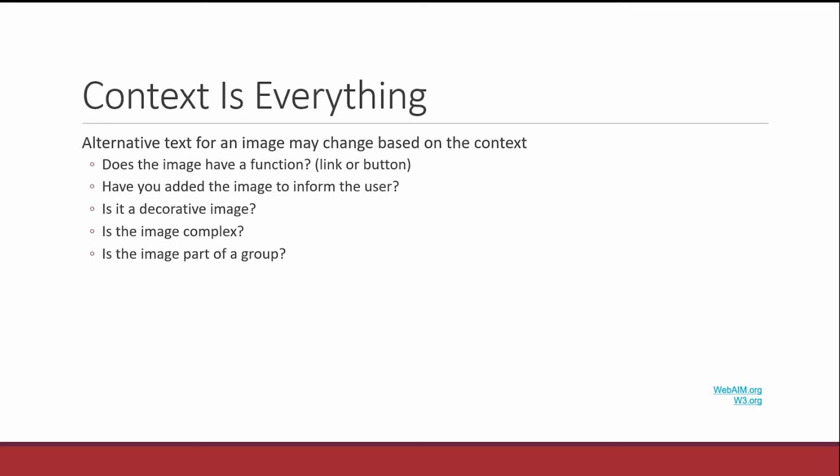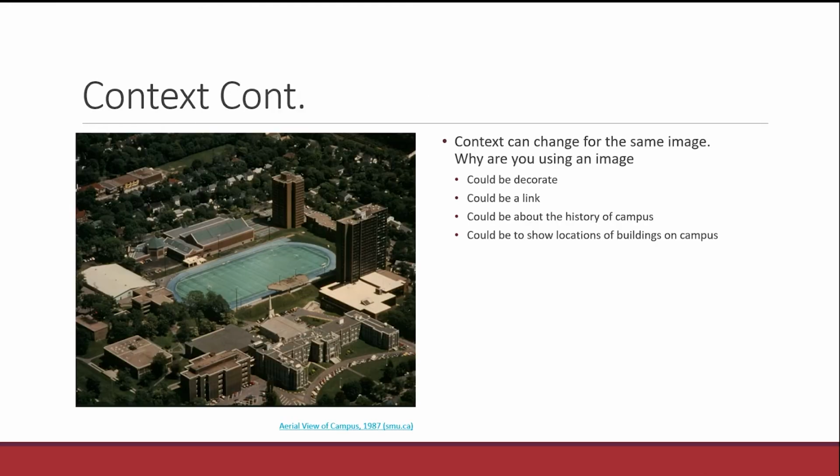The context for alt text is everything. Alternative text for an image may change based on the context. So you have to ask yourself, why are you including the image or the non-textual element in there? Is it decorative? Is it a link? Is it a collection of pictures that you need to look at? I'm going to get Sarah to move to the next slide just to look at this in context. So the context can change for the same image.